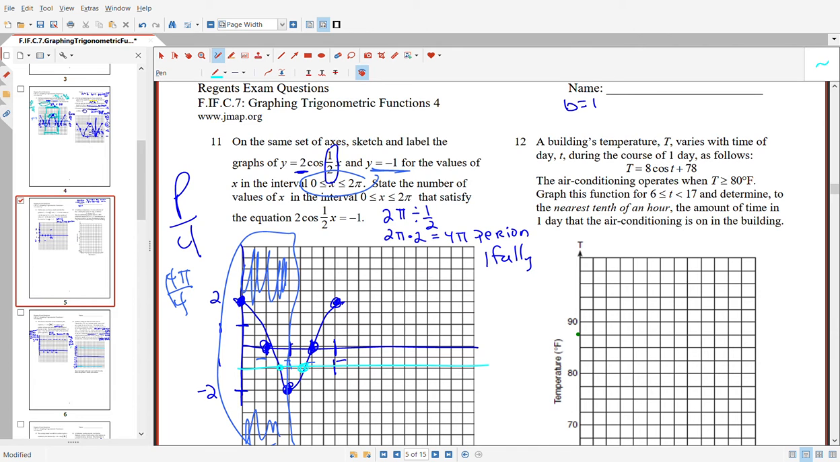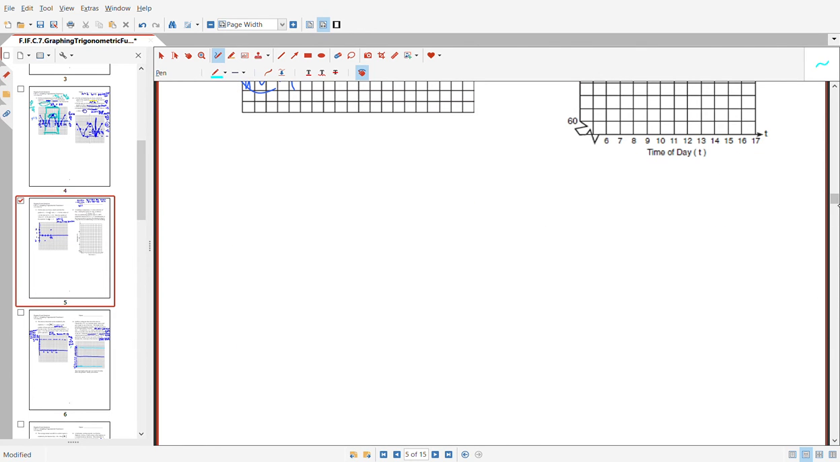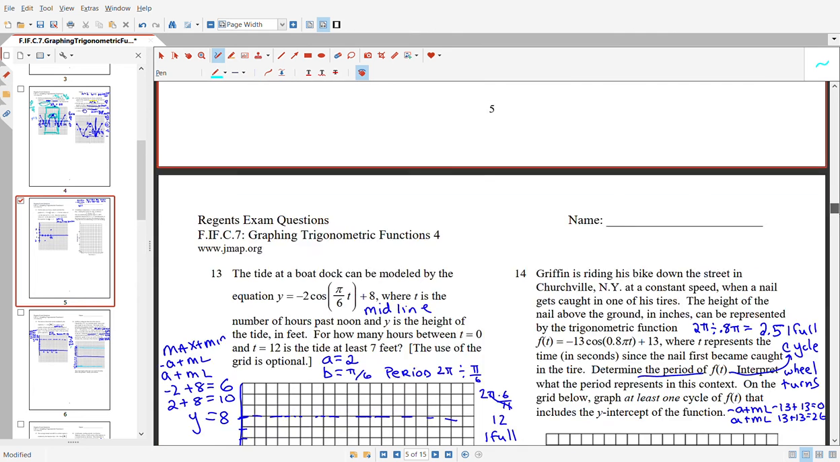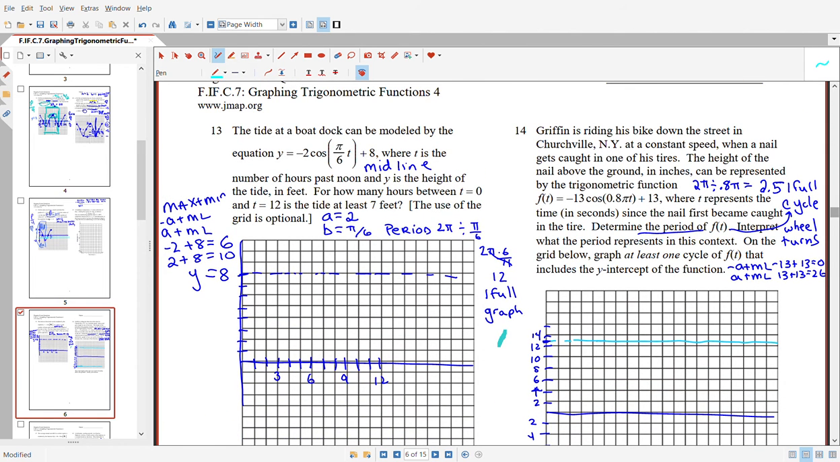Okay, next question over here. I'm gonna do only like 1 or 2 more. Here, that's the midline, and then, so at 8, you're going to go up 2 and down 2. So if you want to do it algebraically, it's -2 plus 8 and 2 plus 8. And it's a cosine graph, but it's upside down. So I'm going to start, it's going to look like this, the graph.